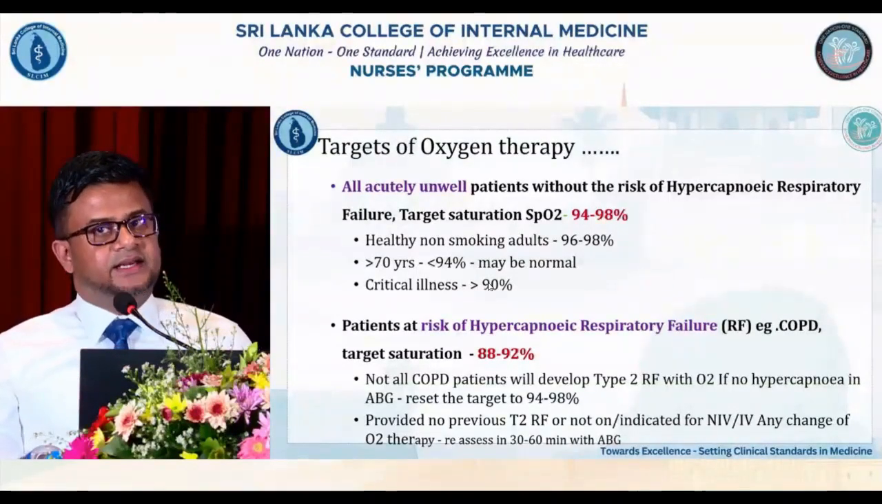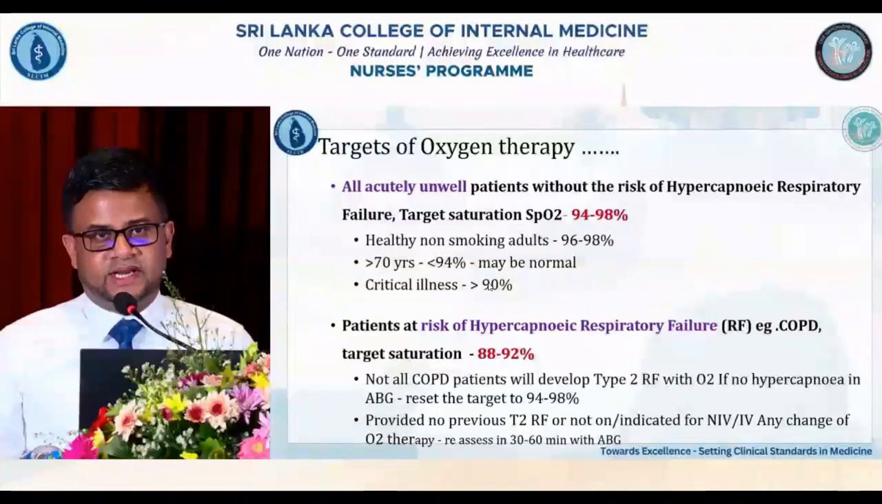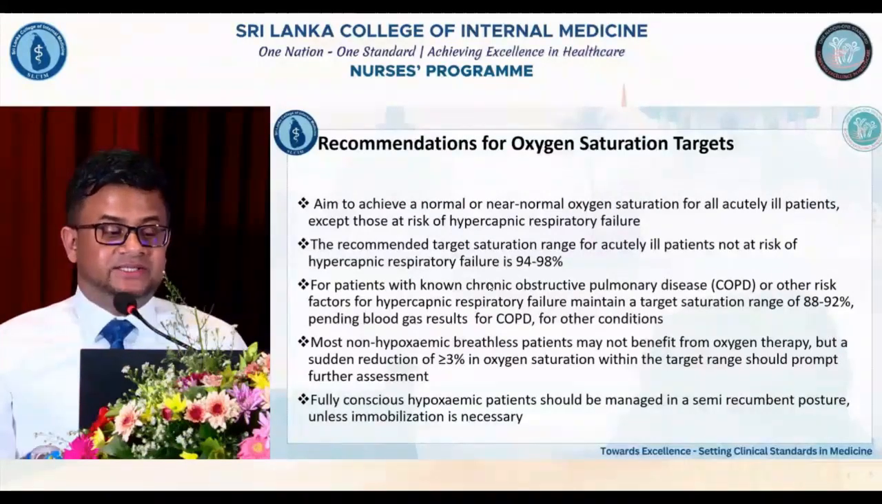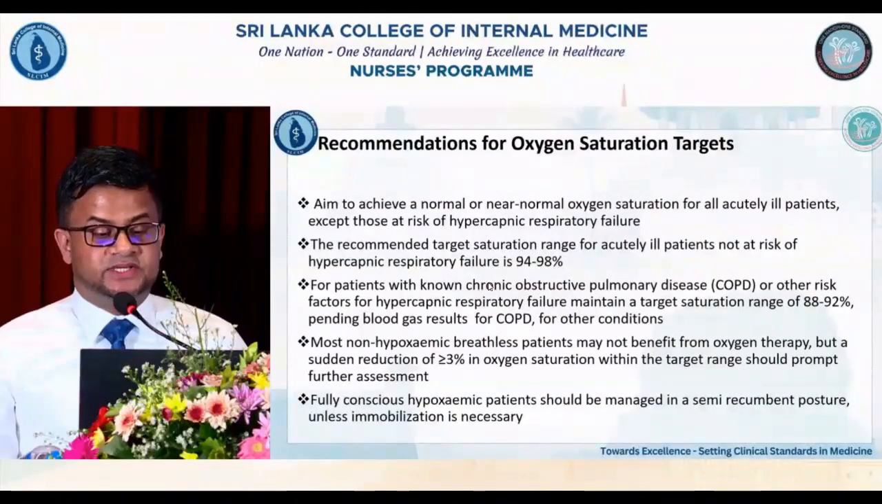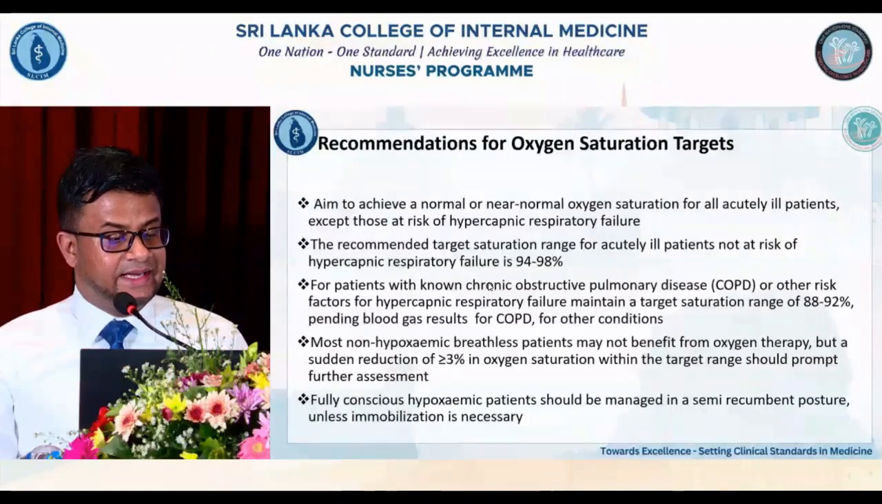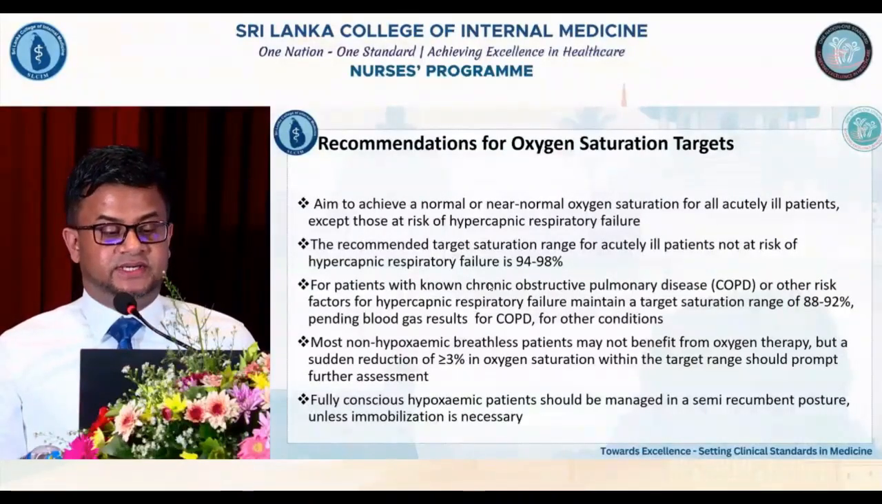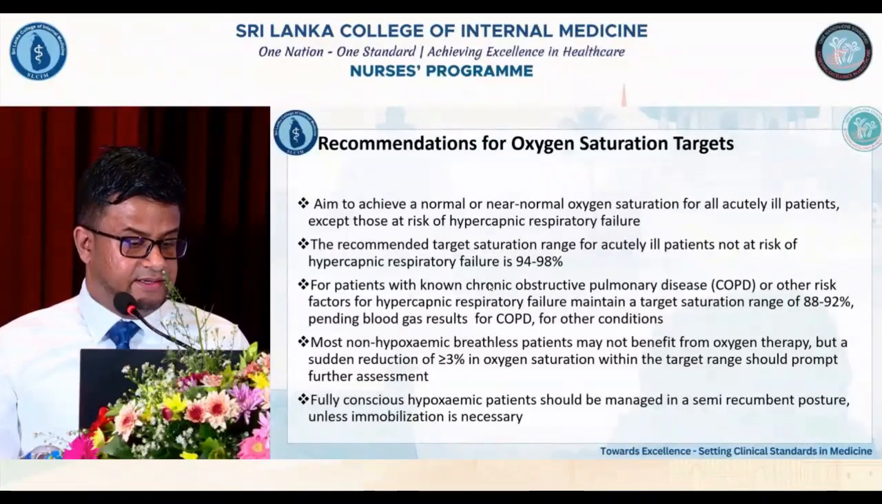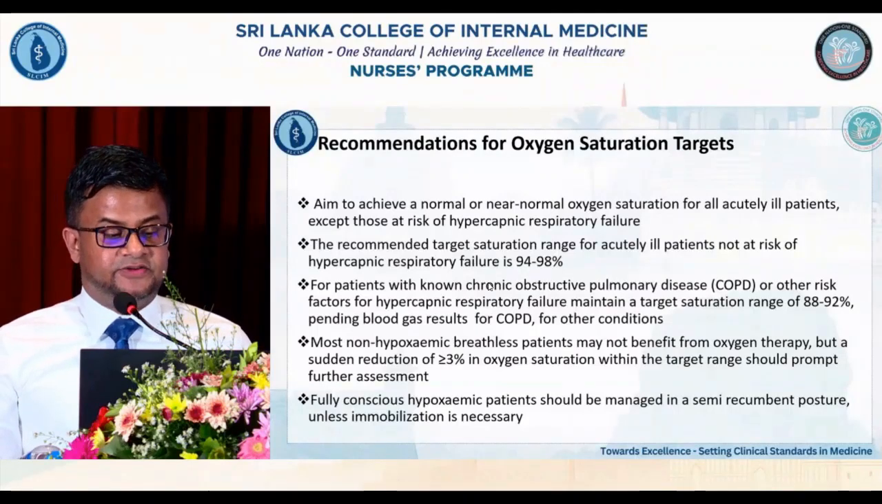However, again keep in mind, not all patients with COPD may fulfill this criteria. They might not have high carbon dioxide values, so they can go up to 94 to 98. The recommendation on oxygen targets is to aim to achieve normal or near normal oxygen saturation for all acutely ill patients, except those at risk of hypercapnic respiratory failure. The recommended target saturation range for acutely ill patients not at risk of hypercapnic respiratory failure should be 94 to 98. I'm reiterating the point again and again. For COPD patients, yes, a different target value.